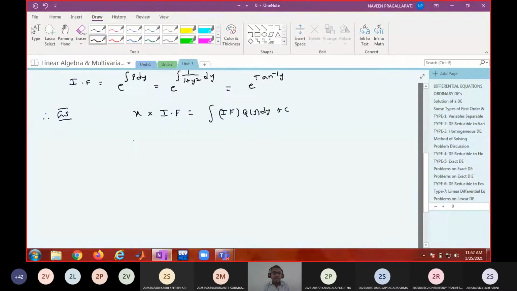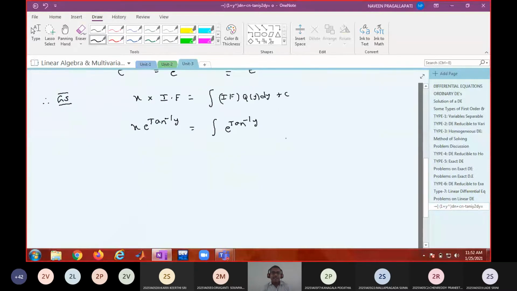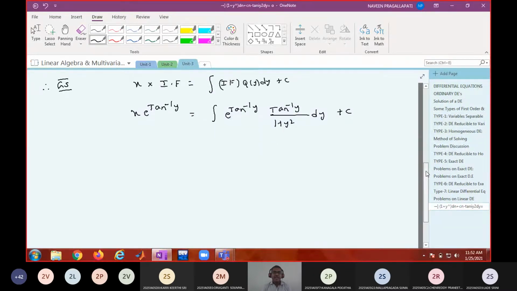Okay, so x into e power tan inverse y equal to integral of e power tan inverse y into, what is q of y? Tan inverse y by 1 plus y square dy plus c. Now tell me how to integrate the right hand side function. How do you integrate this?